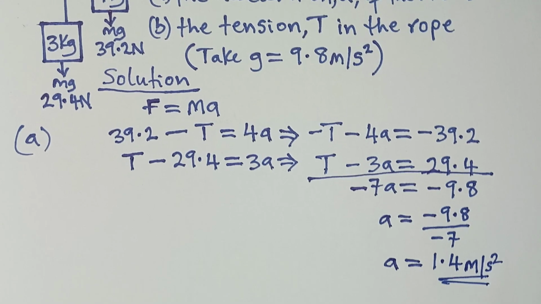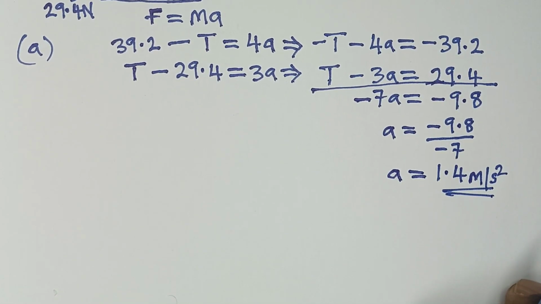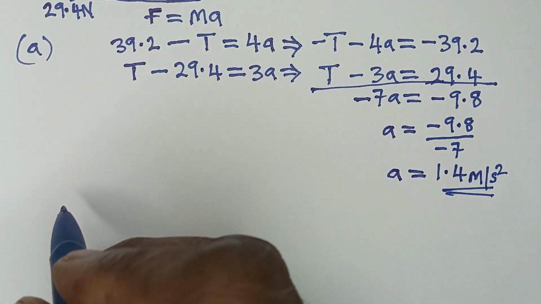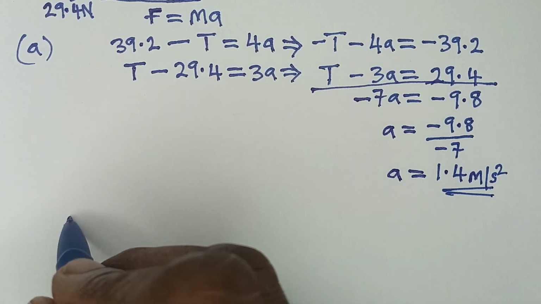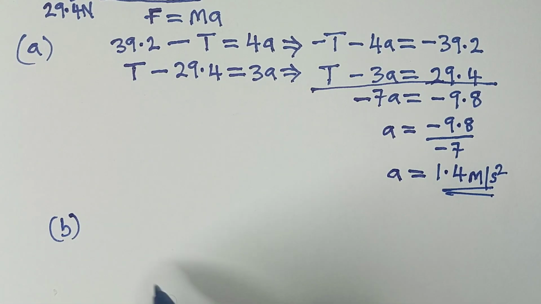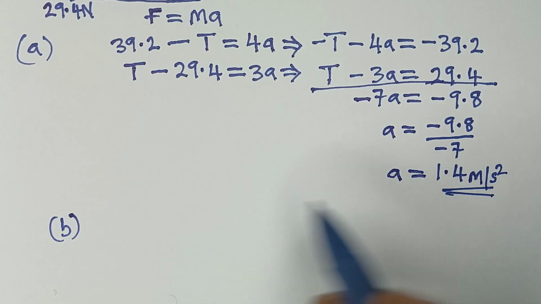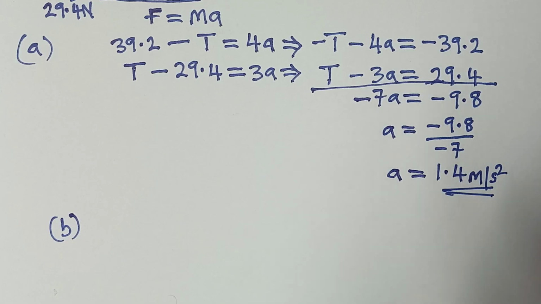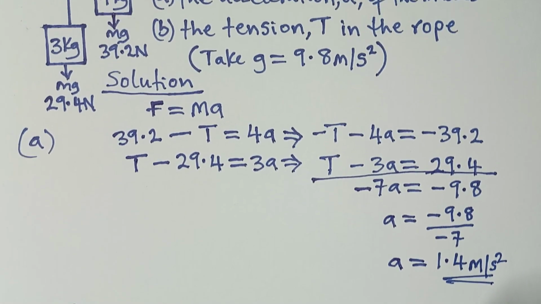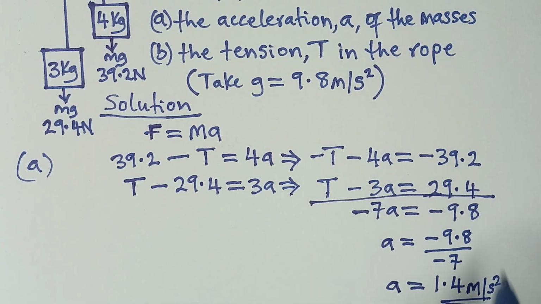Now let's look at how part B is carried out. So let me write B here so that I can go along and solve it. For us to solve B, we already know the value of A. So getting the tension should be easy because question B is asking us to find the tension. You can see it here, the tension T in the rope.